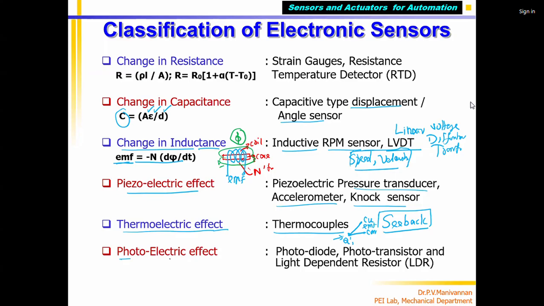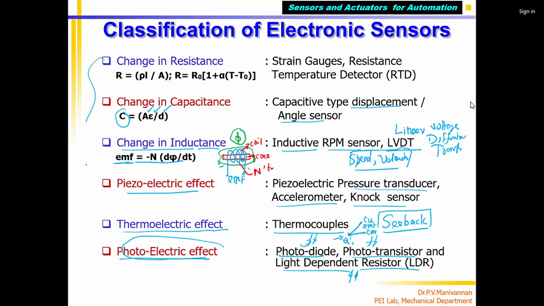The last one is the photoelectric sensor. A photoelectric sensor uses a photodiode, phototransistor, or LDR. These sensors produce a proportional electrical voltage depending on how much light is hitting the sensor. When light hits a photodiode, phototransistor, or LDR, the current flowing through the device changes. The change in current is proportional to light intensity. That means using a photodiode, phototransistor, or light dependent resistor, we can measure light intensity.